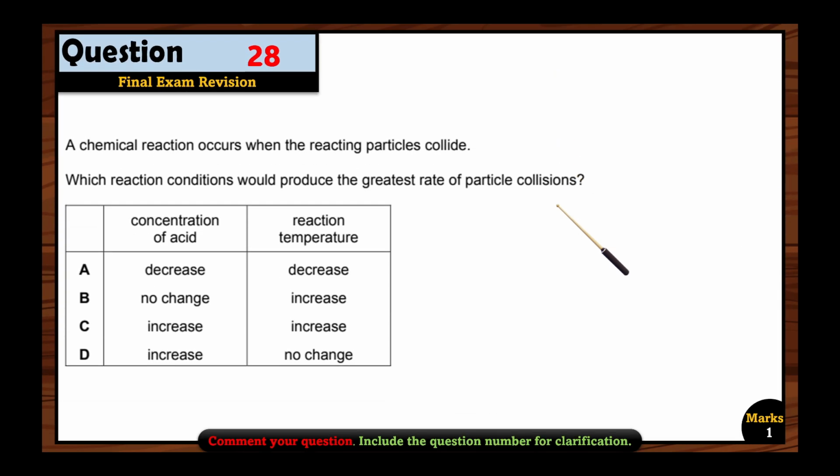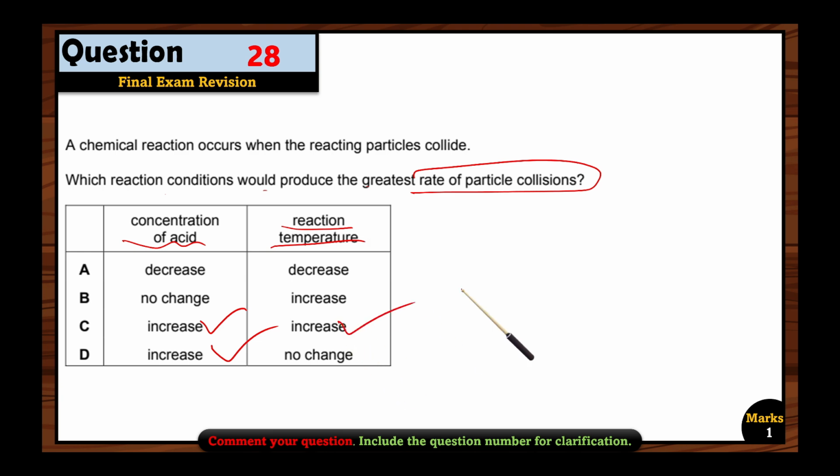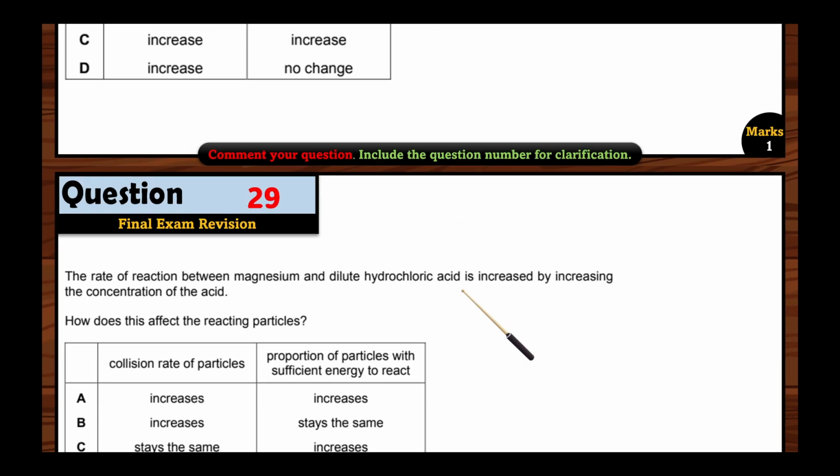Question 28. A chemical reaction occurs when the reactant particles collide. Which reaction conditions would produce the greatest rate of particle collision? Let's see, concentration of the acid. If you increase the concentration of acid, of course there will be more particle collisions, right? So increase is the right option. Now another thing is reaction temperature. So if you increase the reaction temperature, of course the particle collisions will be more. So increase is also again the right option. So option C is the correct option.